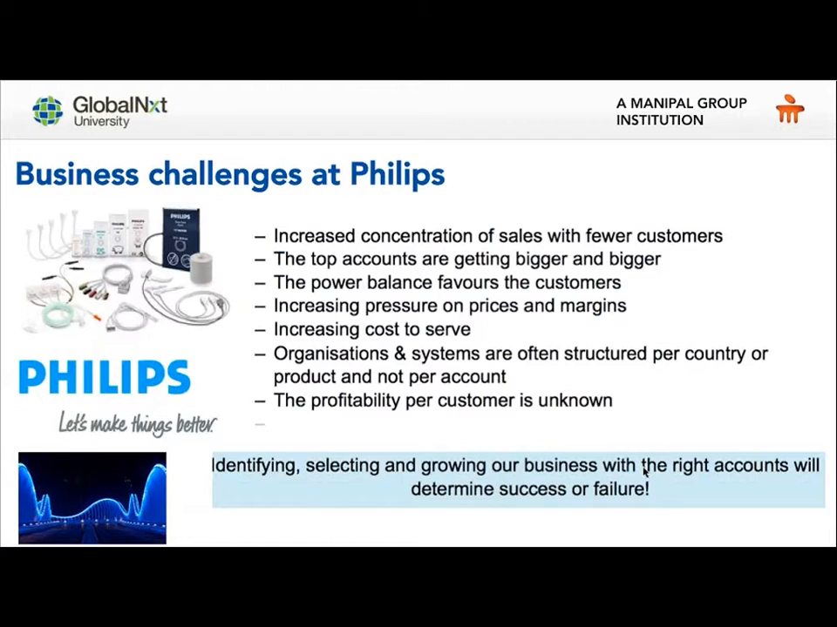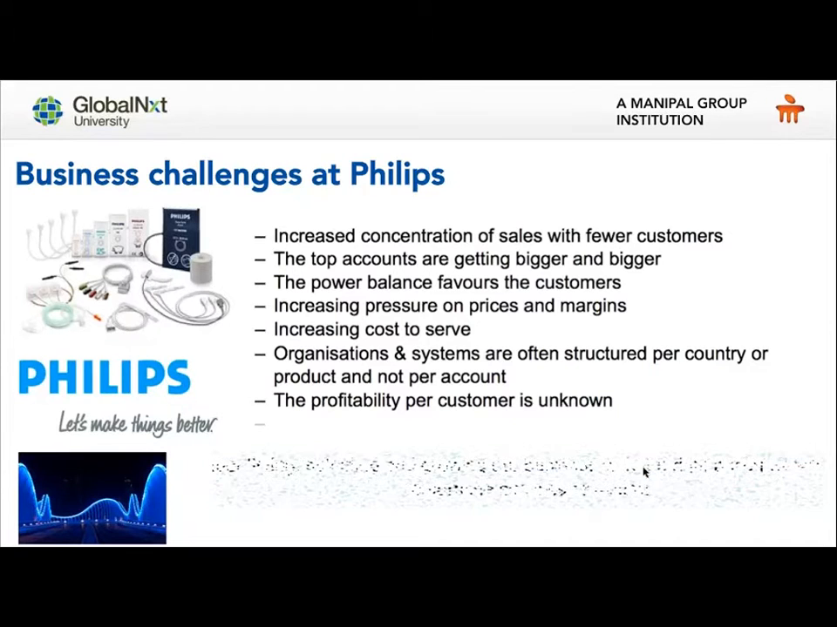They basically wanted to serve their most profitable clients better. And a challenge was they didn't even know the profitability of their particular accounts. So they were basically starting from scratch. They had no concept of proper account management at Philips, and they realized this. So that's why they put in place strategic account management.